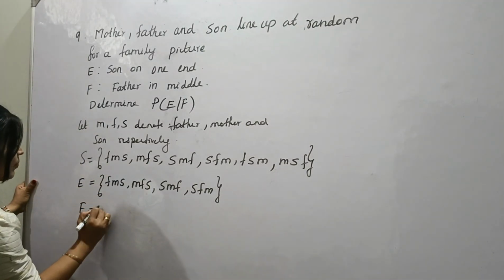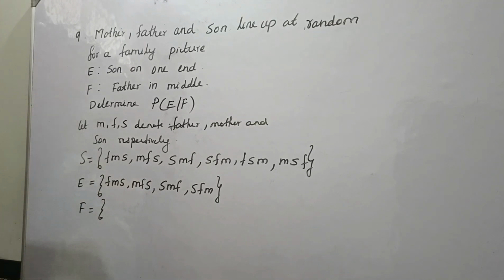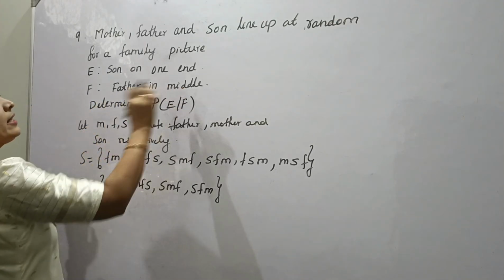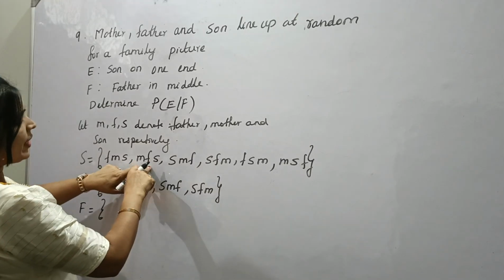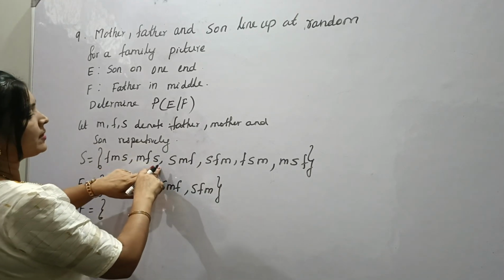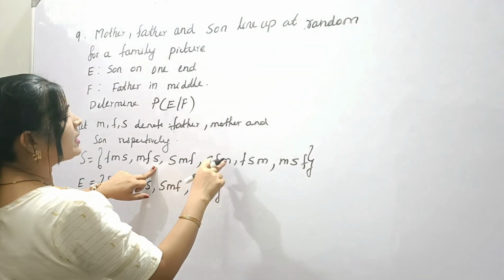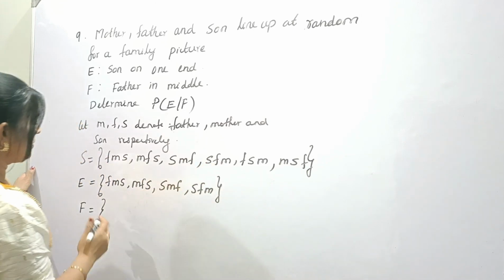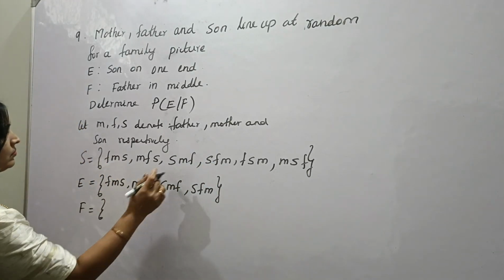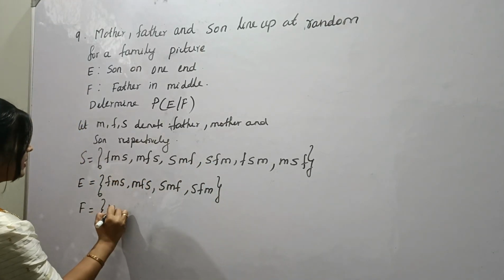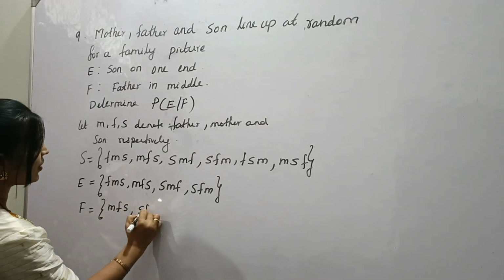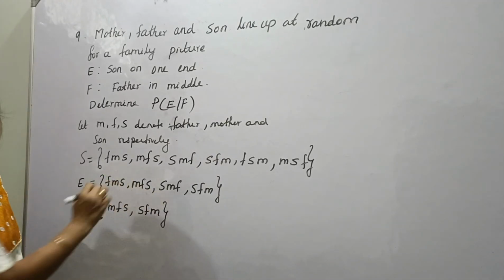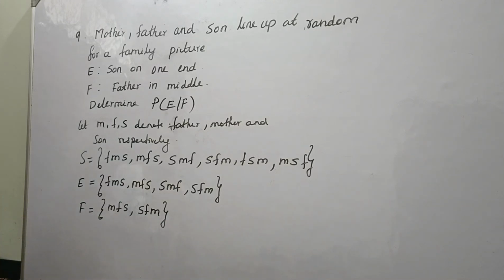Then possible outcomes of F are, see, father in the middle. So M, F, S, that is mother, father, son. Son, father, mother. That's all. Right? There are two elements in the event F.